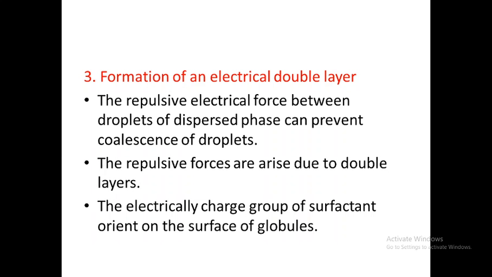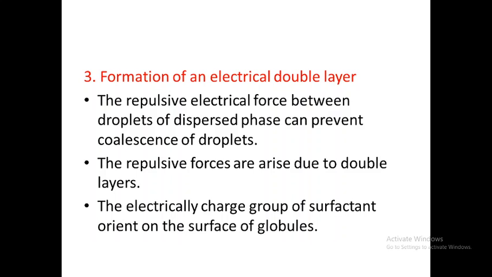The third mechanism of droplet stabilization is the formation of an electrical double layer. The repulsive electrical forces between the droplets of a dispersed phase can effectively prevent the coalescence of droplets. So if there are repulsive forces between the dispersed phase droplets, even though droplets come together, they will effectively repel each other due to the repulsive electrical forces.